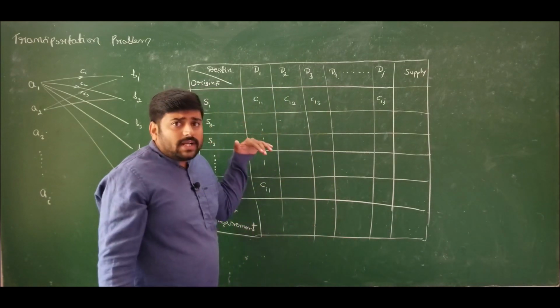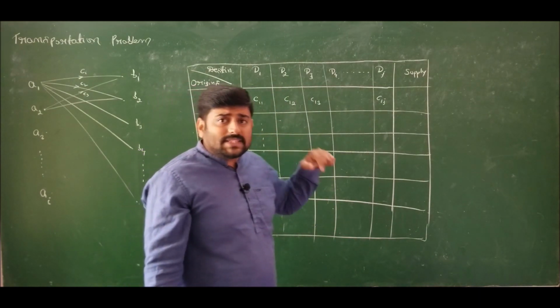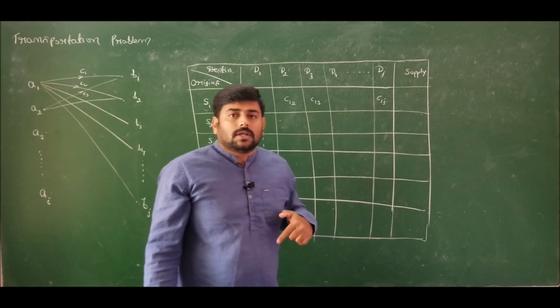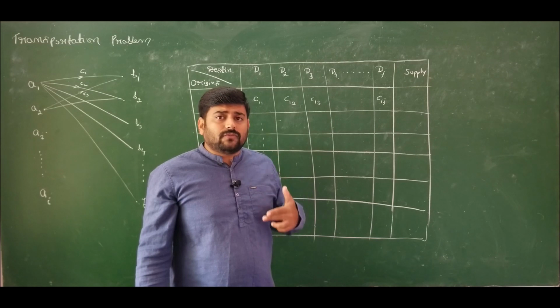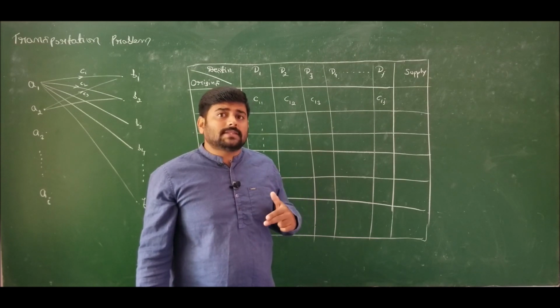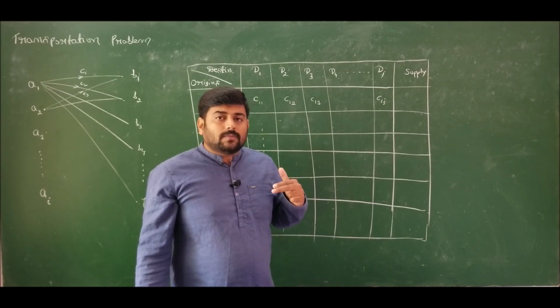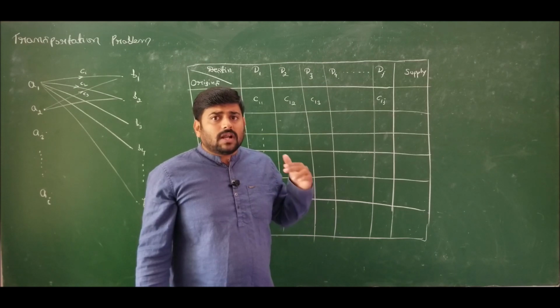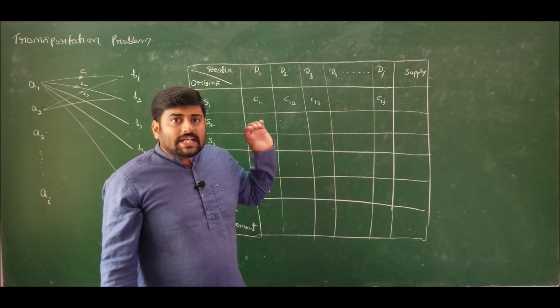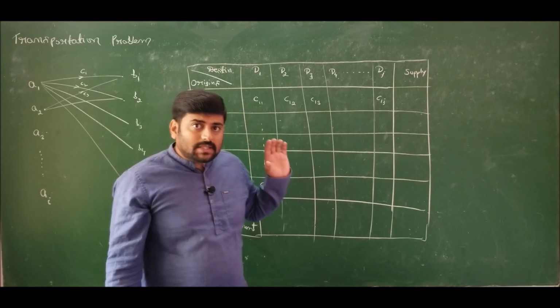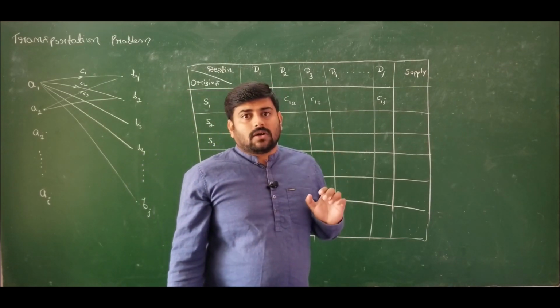Now as I already said, a transportation problem is a special case of linear programming problem. What is a linear programming problem? A linear programming problem is one which has an objective function, where the aim is either to maximize or minimize, and it is subjected to constraints. Like that, the aim of the transportation problem is to minimize the transportation cost.